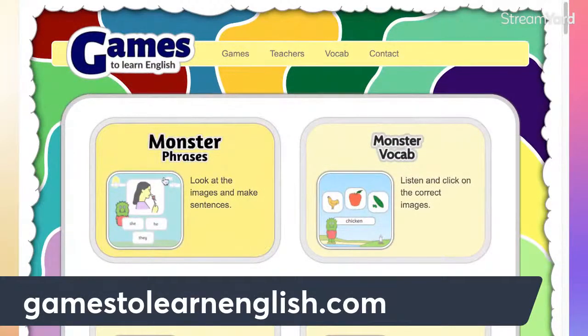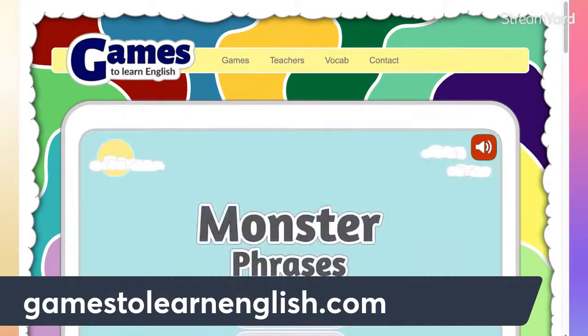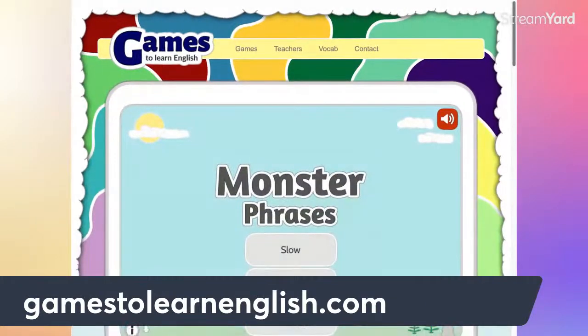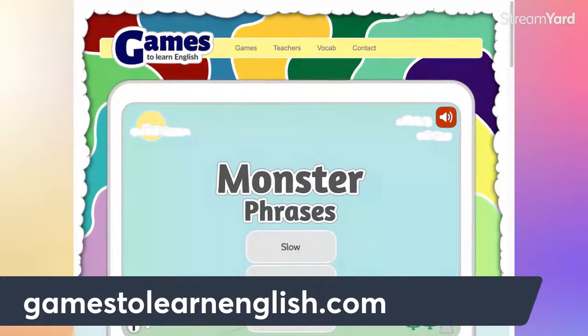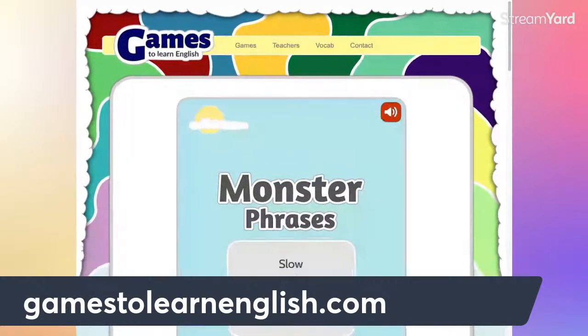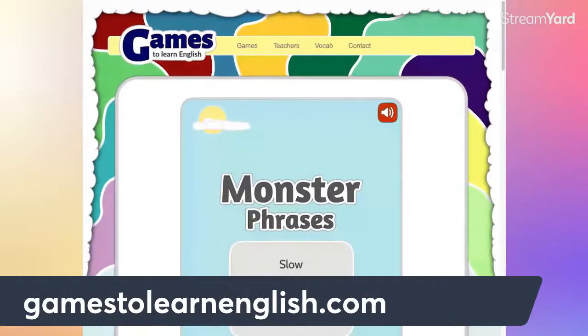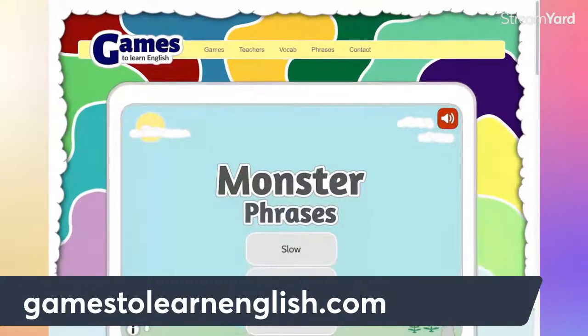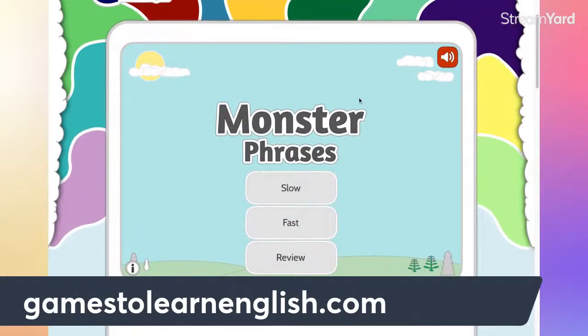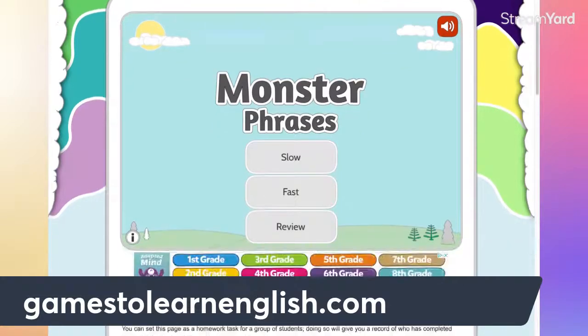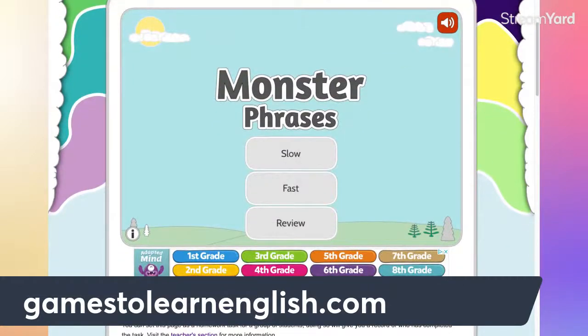Monster phrases. If we click on this, I'm going to make this a little bigger so you can see everything on this page. Let's make sure it works. There we go. If I scroll, I can pick slow, fast, or review. I can pick one of these. Let's pick slow just to see what happens.